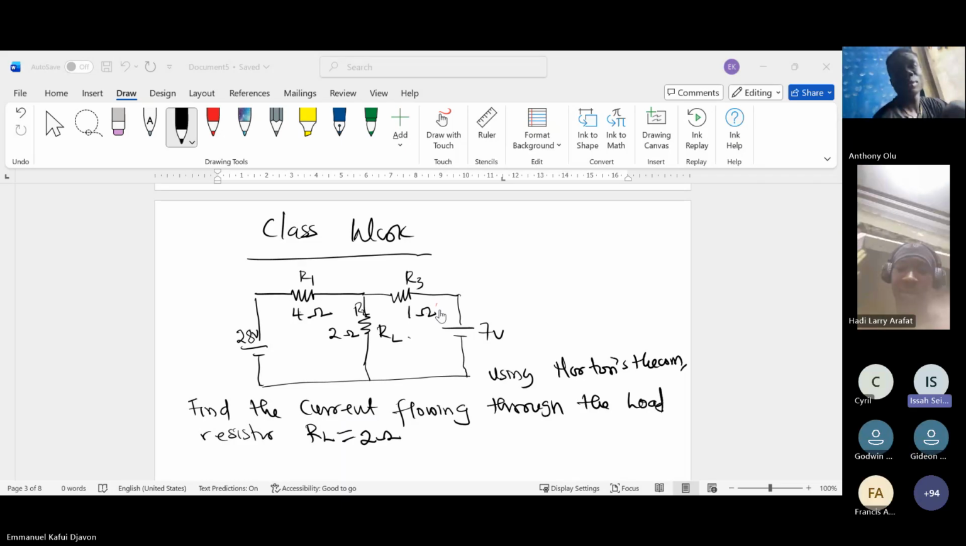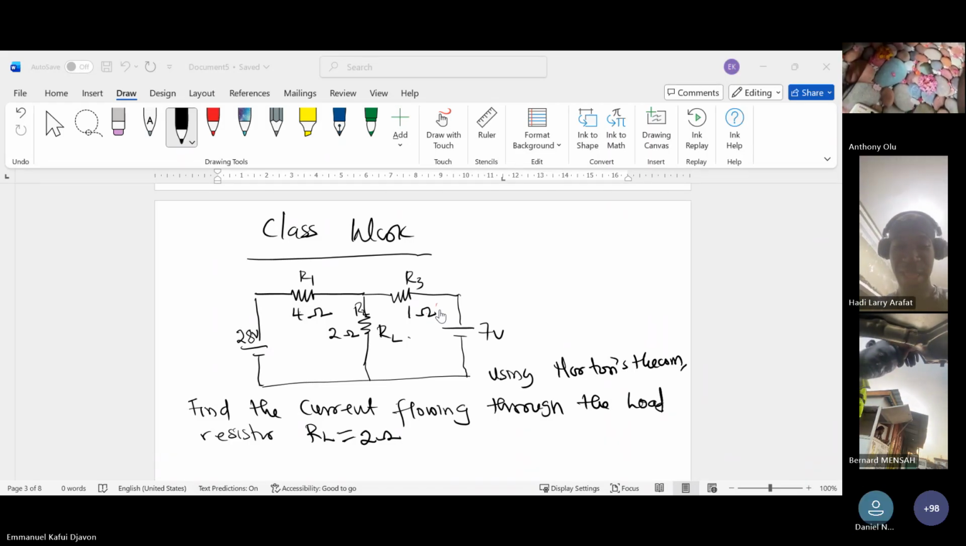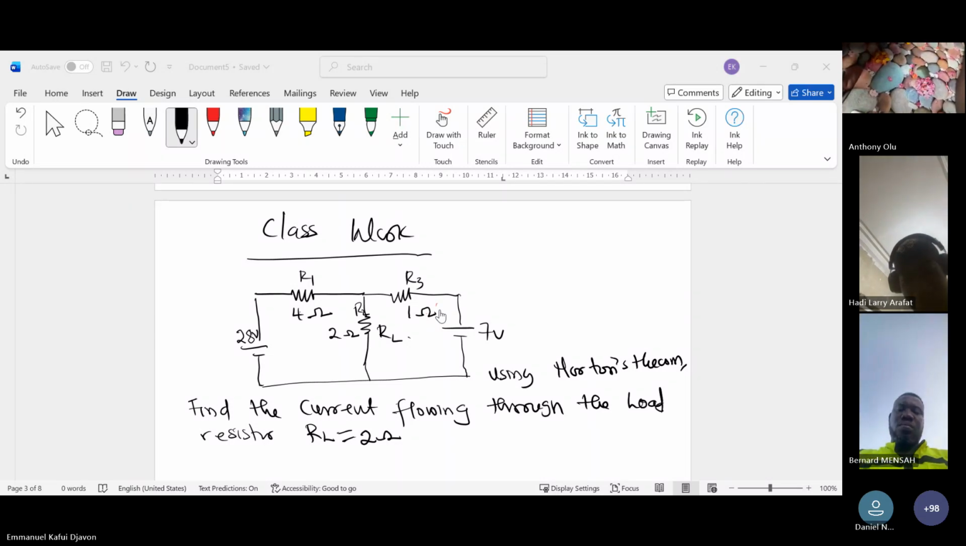The current passing through the RL is 3.99 amps. Yes, that is the final answer. The final answer is 3.99. Guys, are you sure?